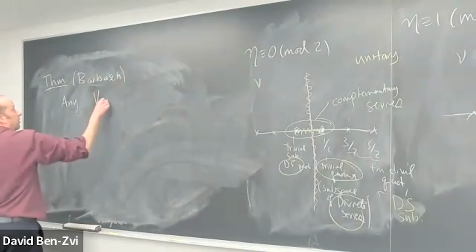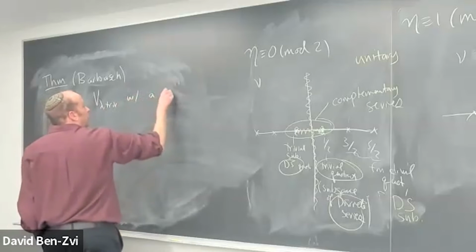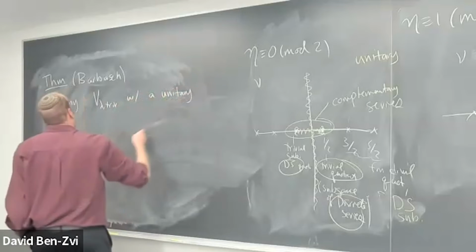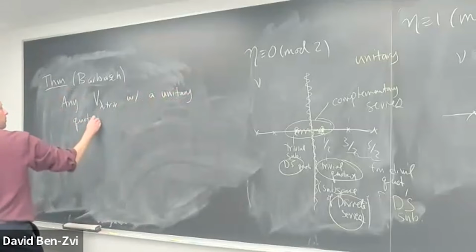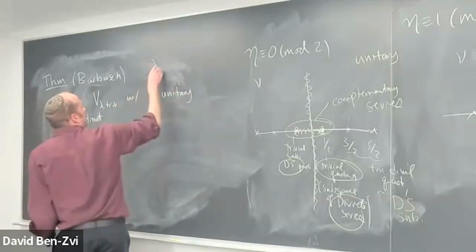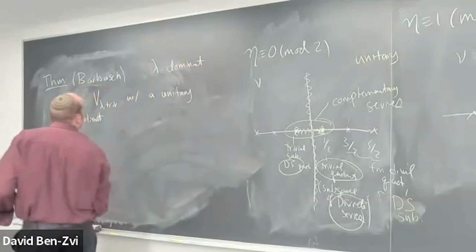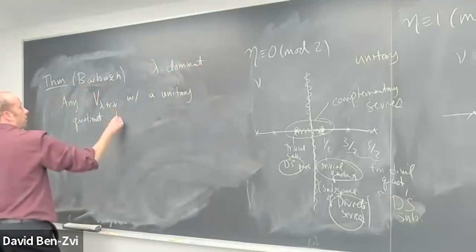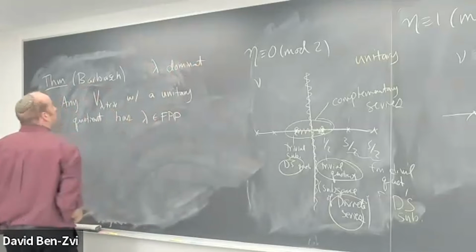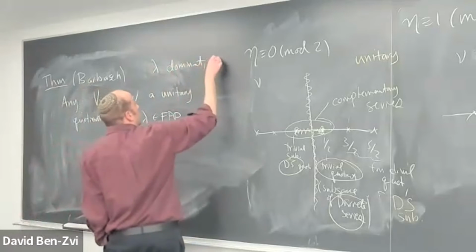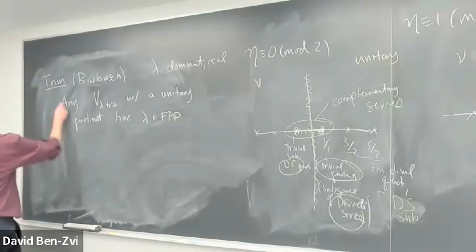Any representation with a unitary quotient. Here in these statements, I'm going to assume lambda is dominant, meaning those inner products are all positive, however big they are, because lambda is in the FTP. So this is the spherical case.